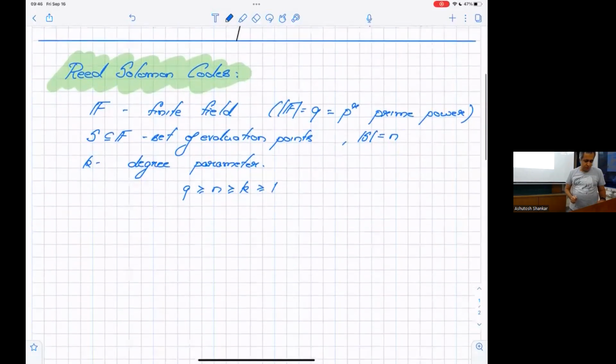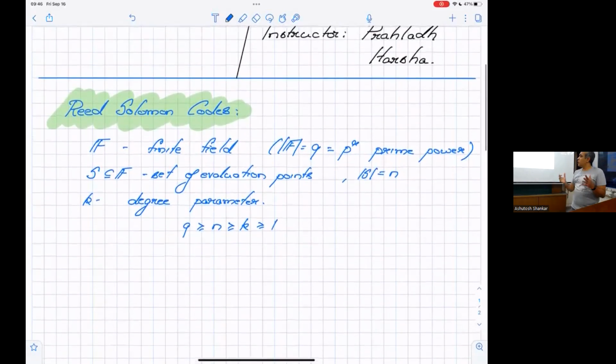So for any choice of finite field, set of evaluation points, and k, we will define the Reed-Solomon code. So what is the Reed-Solomon code? First, we will talk about the underlying alphabet. The alphabet will be the field itself. That will be the underlying alphabet of the code. And what is the code? The code is usually described by giving you the set of code words.